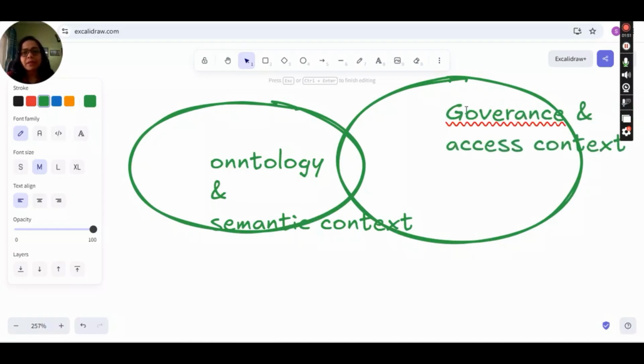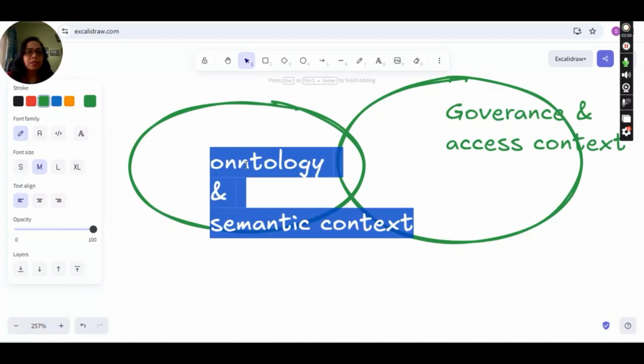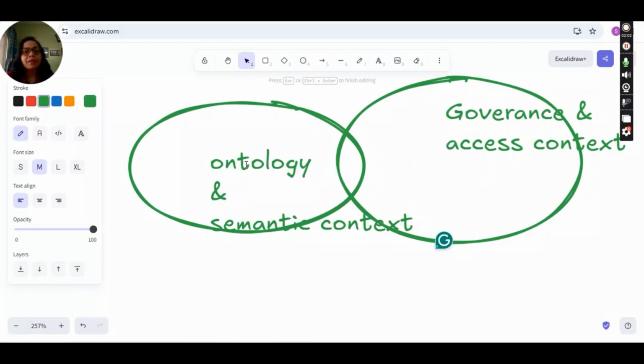What are the major features of this layer? We are generating the ontology and want to give some semantic layer information, semantic context, and again we are restricting which users should be able to access what kind of information. So that is the governance and access layer. So these are basically the things. One is building and another is governing the access.